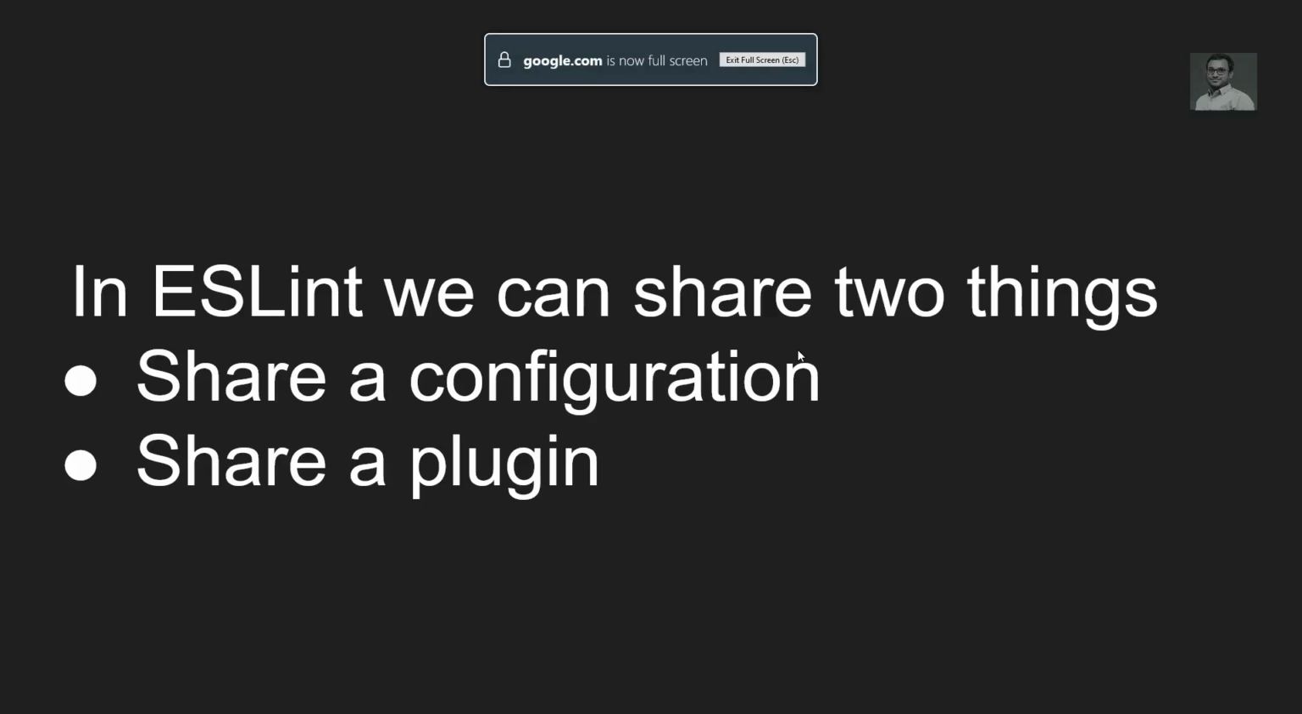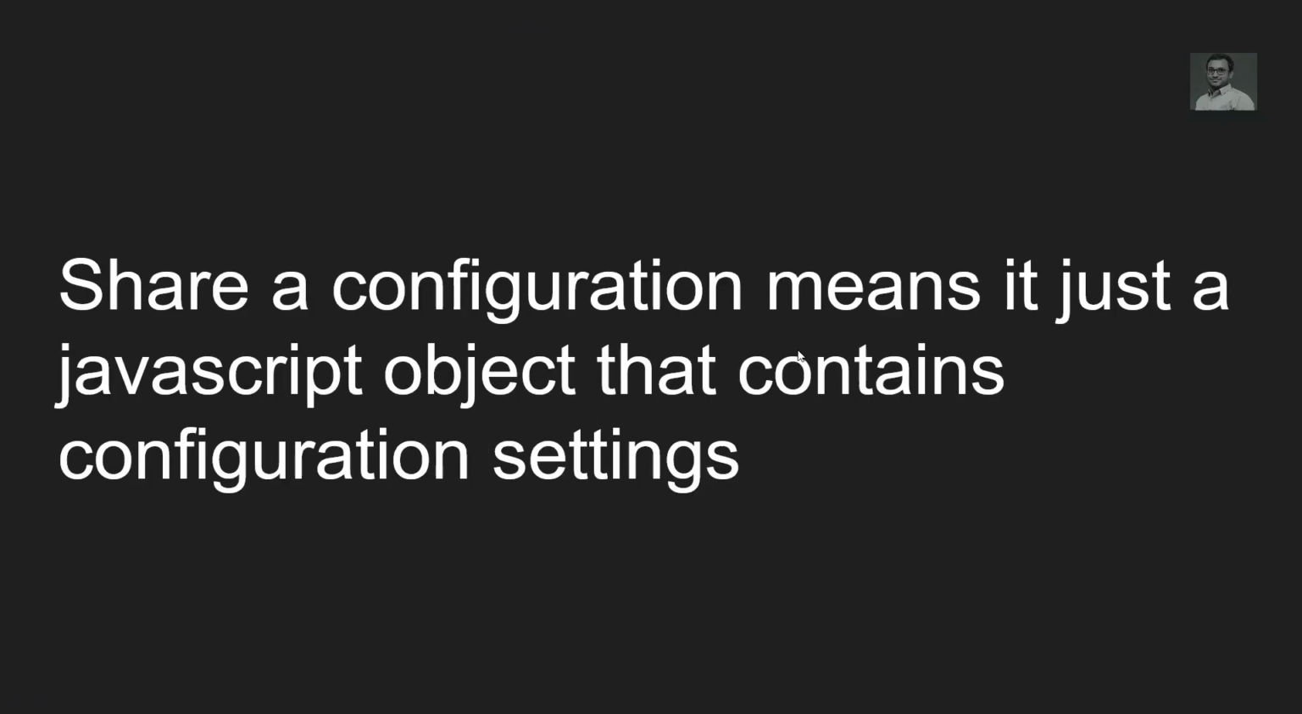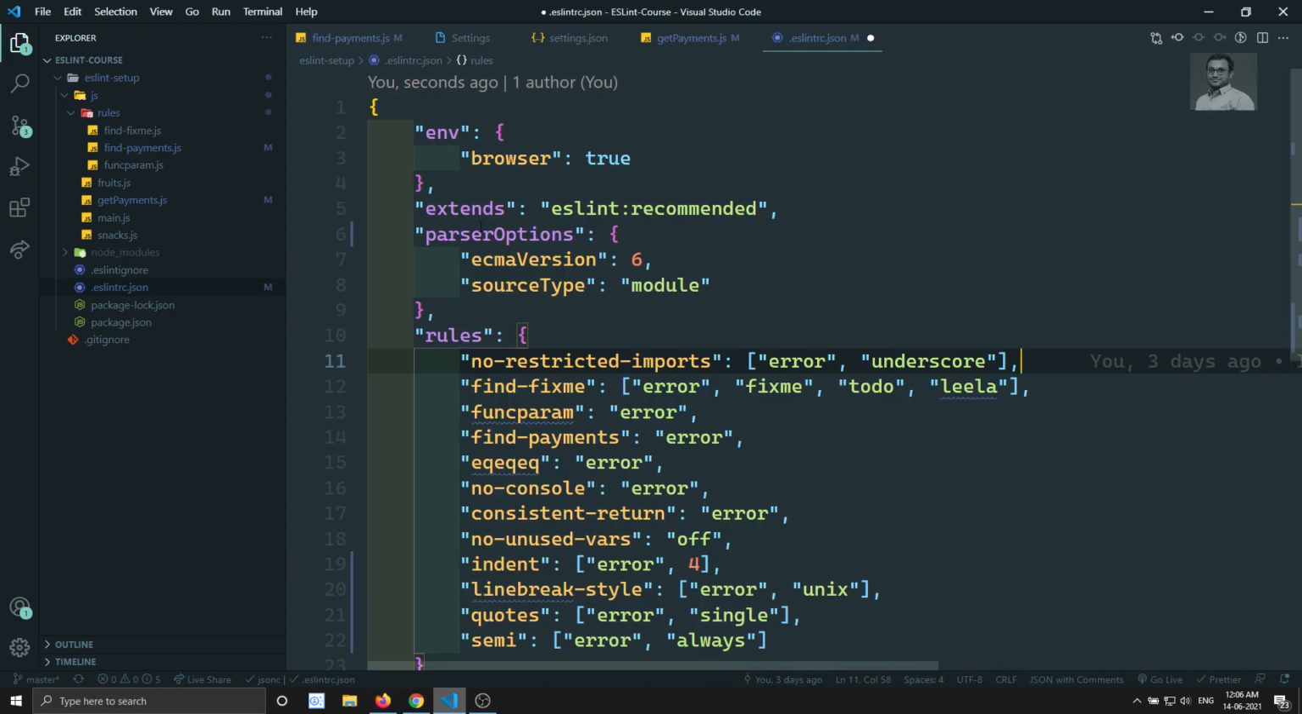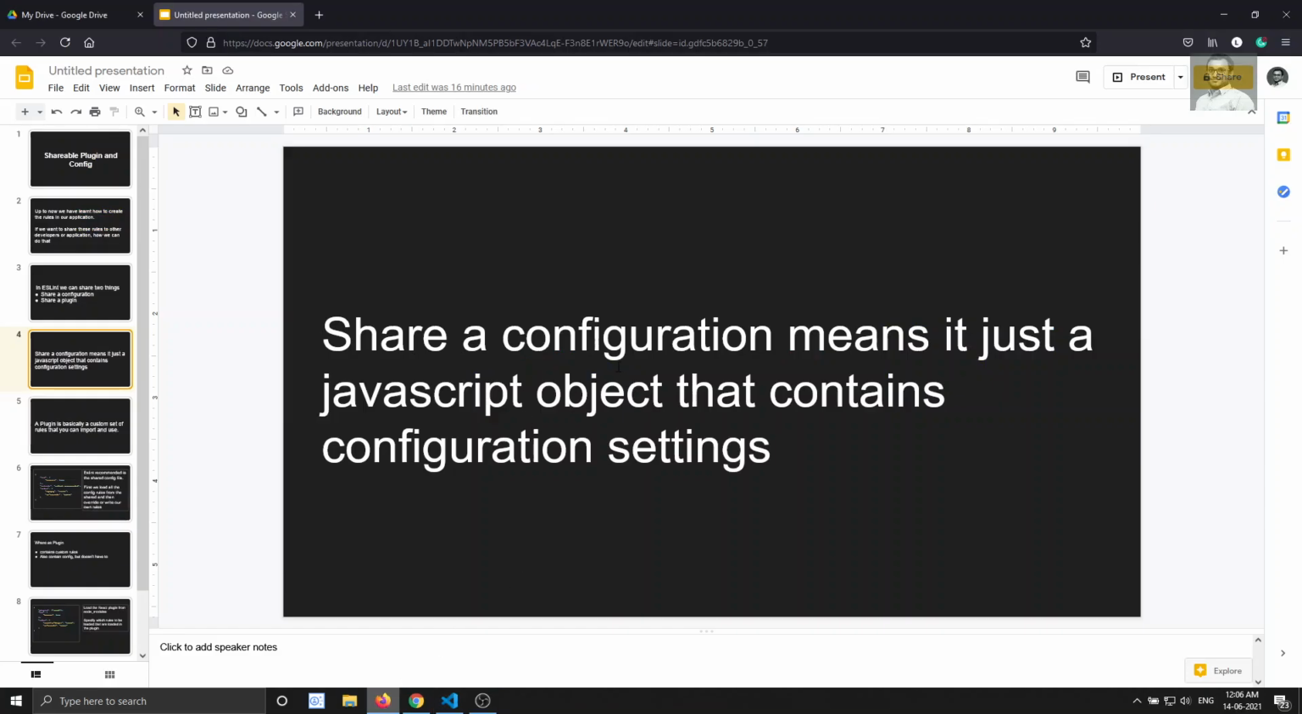Now we have seen about sharing a configuration and sharing a plugin, so the two things we have seen. The first one is sharing a configuration. Sharing a configuration is nothing but just a JavaScript file that contains the configuration settings. If you look at our application, this is the configuration, all just a JavaScript file. So we can share this whole JavaScript object directly using the ESLint configuration method. ESLint config sharing means it's just an object that contains the configuration settings. You need to remember this.